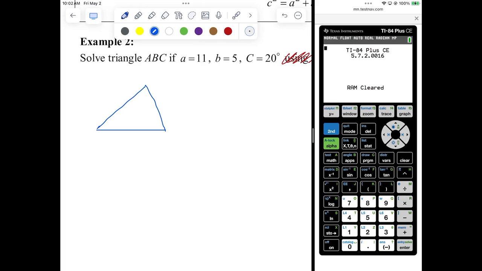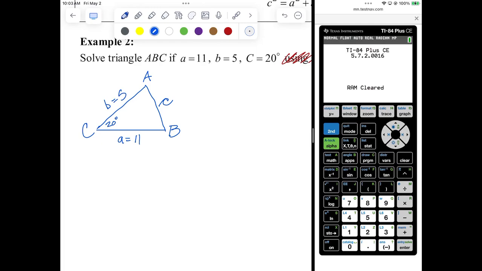So I'm going to label the base angle 20 degrees, and that's going to be angle C. Therefore, the side opposite is going to be called little c, right? That's how that works. Now you have the option on which one you want to call the other two sides. It's up to you. I'll call this angle A, so this becomes little a, which is 11, and I'll call this little b, and that means this b is 5. So it doesn't matter how you label the other two sides and angles, just make sure that the side is opposite the angle.